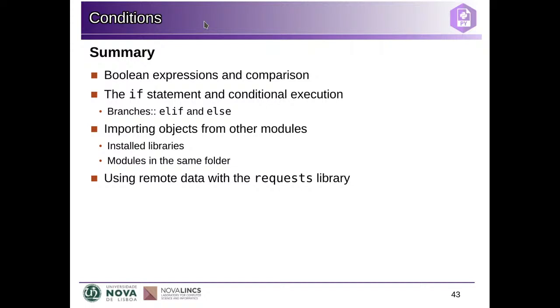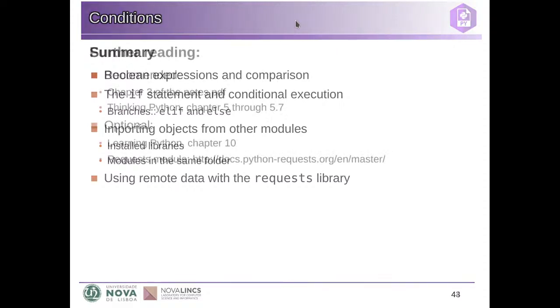We also saw how to import objects from other modules, either from the libraries you have installed, for example, requests and NumPy, and we're going to start looking at more libraries in the future, because now we're going to start focusing on these tools to help you process your data. But you can also import objects from modules inside the same folder, which often will be modules that you yourselves created. So think about this when you're organizing your code, because you can easily reuse code that you wrote before. And we saw an example of using data from Wikipedia with the requests library.